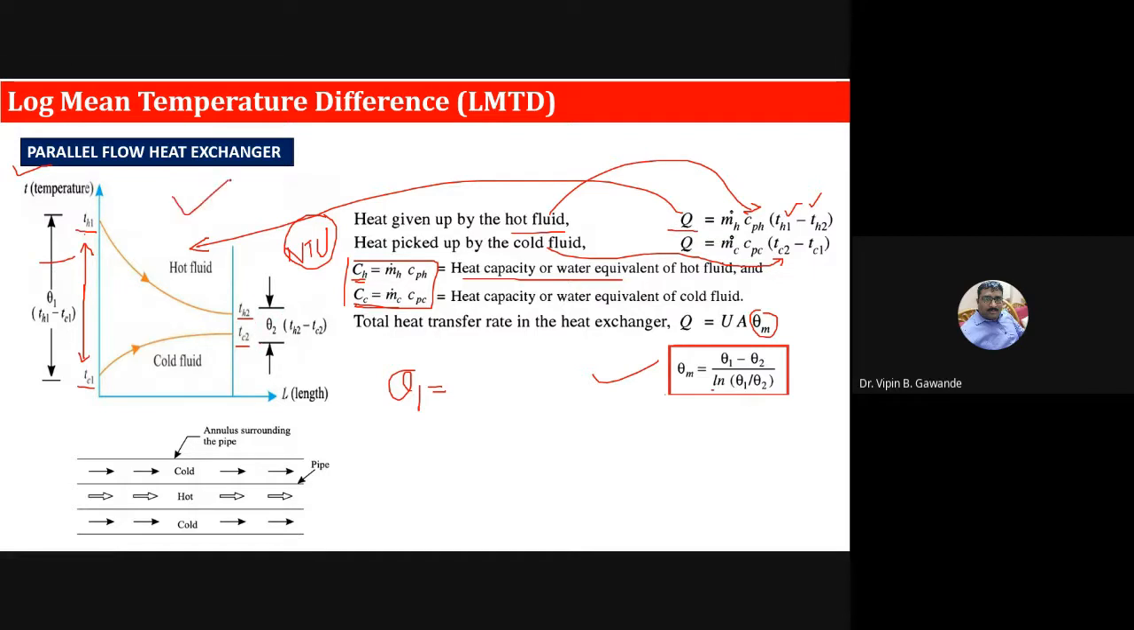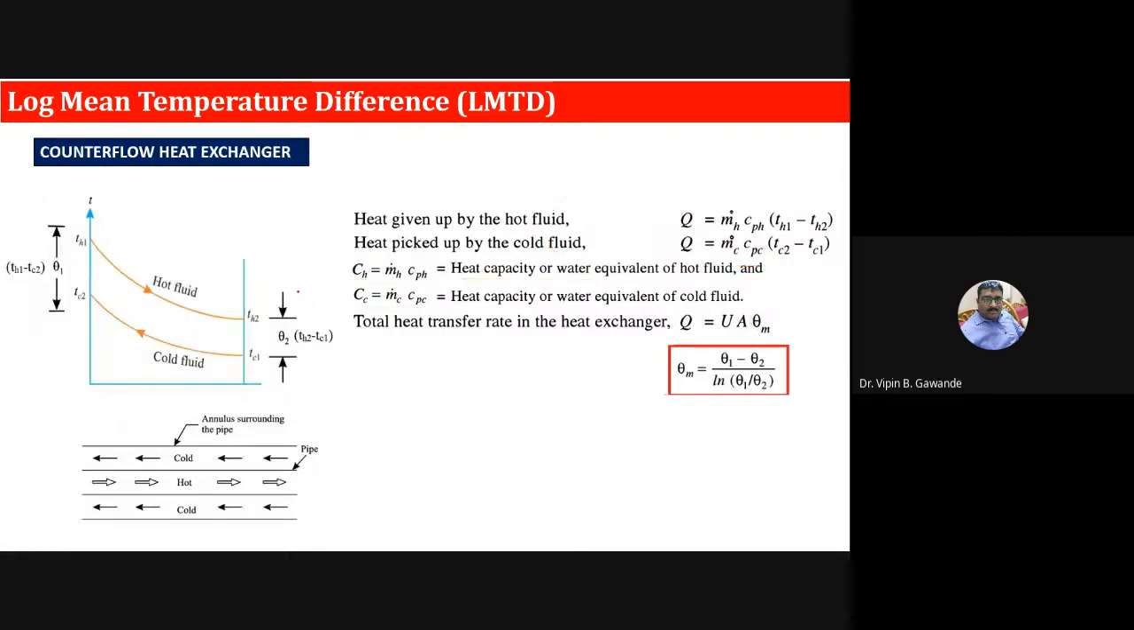So this is for the parallel flow heat exchanger. Now let us discuss the counter flow heat exchanger. What will be theta 1 for the counter flow heat exchanger? The direction of the flow for the fluids is different. So TH1 and TH2, here TC1 and TC2. The temperature difference theta 1 is TH1 minus TC2, and theta 2 is TH2 minus TC1.